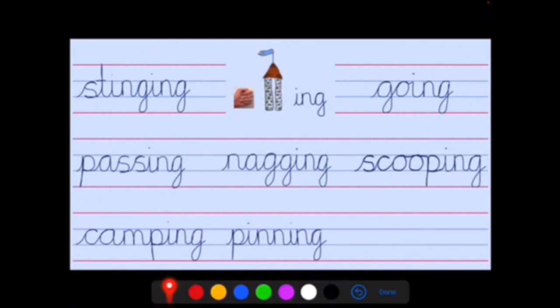How did you get on? We will be doing more about using the suffix ing. So don't worry if you're still feeling a little confused.